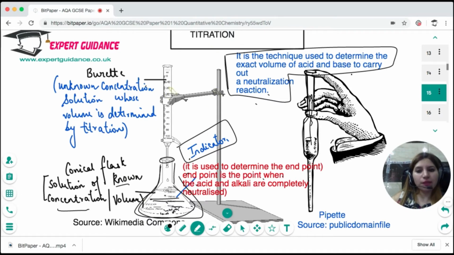So you fill the burette, measure the start volume, then open the tap, allow the contents of the burette to fall into the conical flask. As soon as the indicator changes the color, you stop the tap and note the final volume. So the difference between the initial and the final volume gives you the titer value, that is the volume of the unknown concentration required to neutralize the known concentration, and from that we do the calculations.